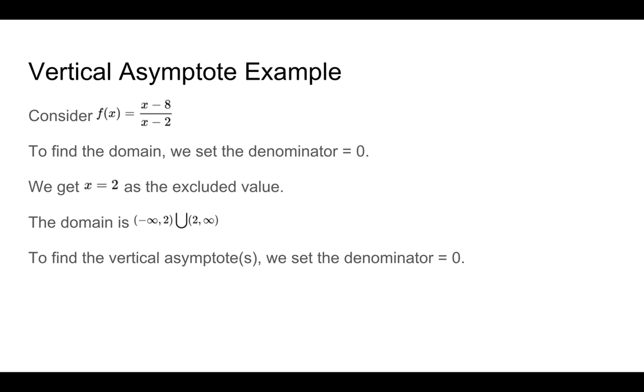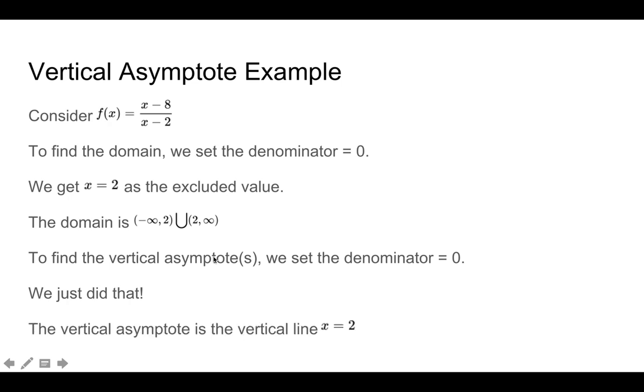Now, what if we wanted to instead find the vertical asymptotes? Well, we would set the bottom equal to 0 and solve. But wait, that's what we just did. Finding the domain and finding the vertical asymptotes are the same question. The vertical asymptote is x equals the excluded value. The vertical line x equals 2.